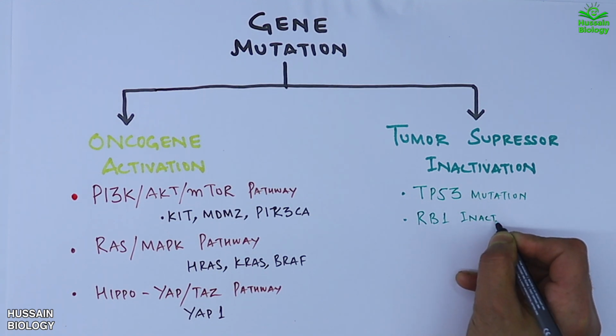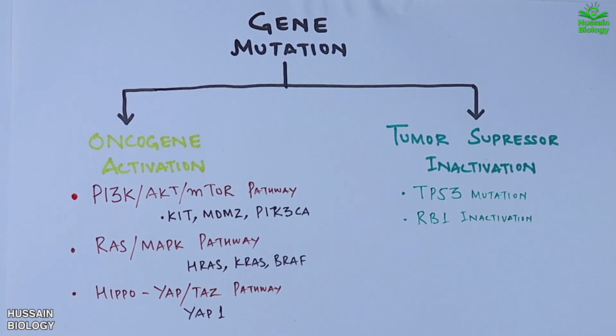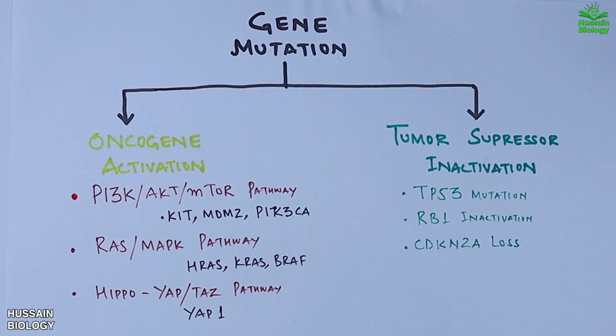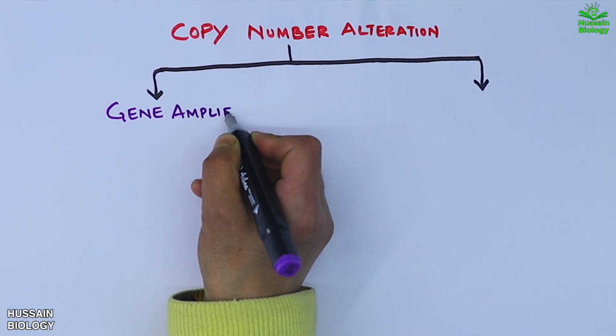Second is RB1 inactivation. The RB1 gene regulates cell cycle. When inactivated, it removes the brakes on cell division, promoting tumor formation. Third is CDKN2A loss. This gene encodes proteins that regulate cell cycle checkpoints. Loss of CDKN2A removes these checkpoints, allowing cells to divide uncontrollably. Together, these gene mutations, whether through activating oncogenes or inactivating tumor suppressors, disrupt the balance of cell regulation, leading to sarcoma progression.